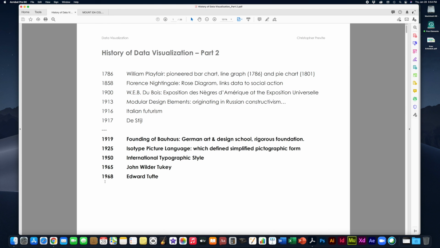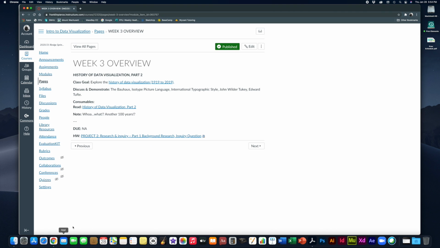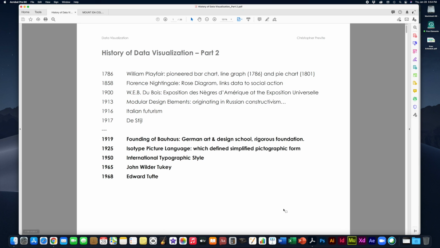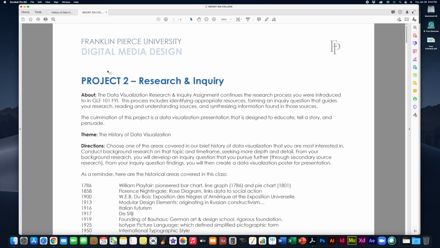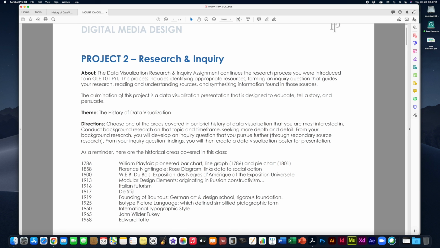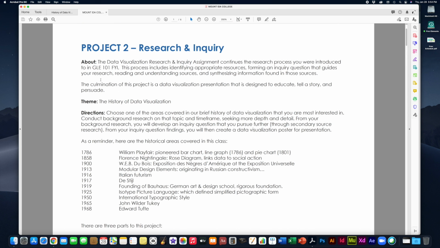So from this list, you pick one of these areas that you are most interested in, and that's what you're going to do your research and inquiry project on. Now, let's take a look at the research and inquiry project because part 1 is due at the end of this week. Now, part 1 involves this right here.